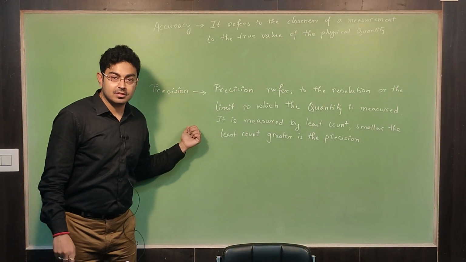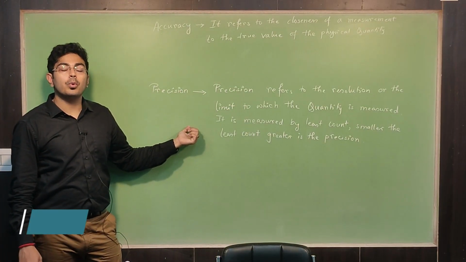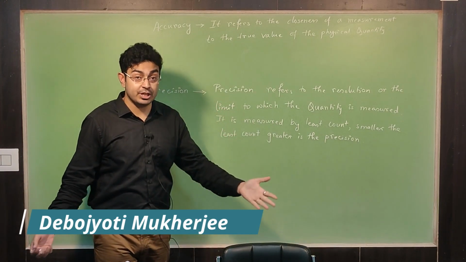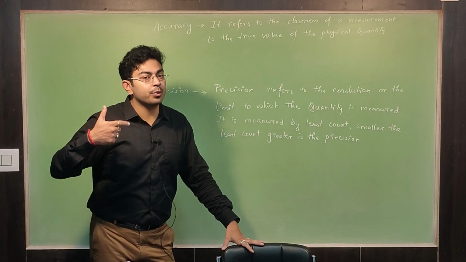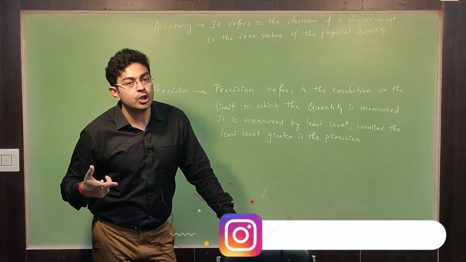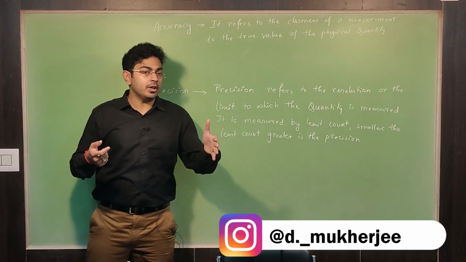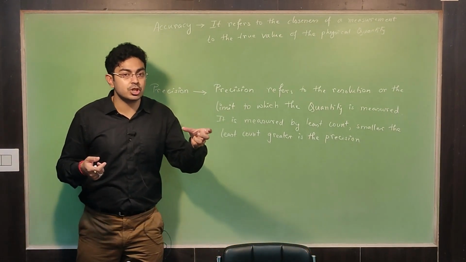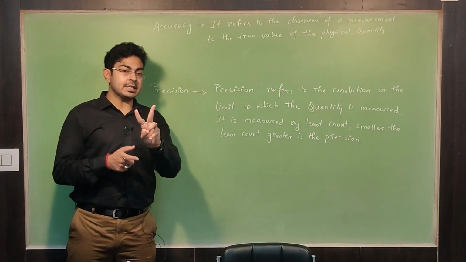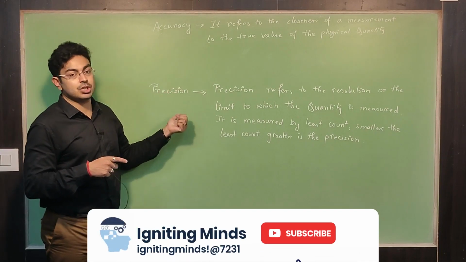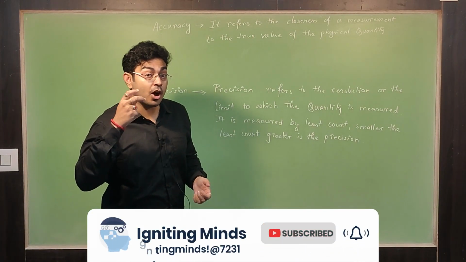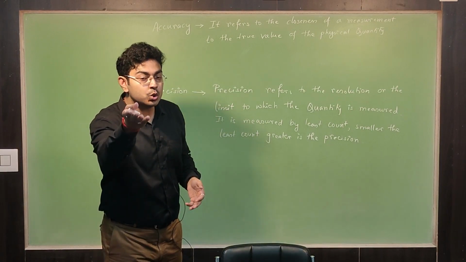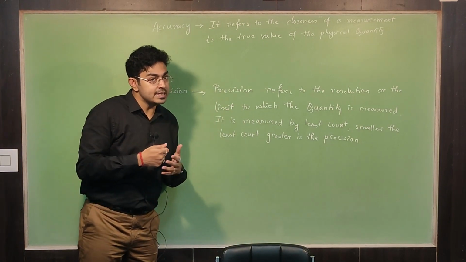Accuracy and precision. Now, when we are going for any kind of measurement, why do we measure? Because when we are going on with any kind of experiment and there is a need for measurement, there are two important things that come to our mind, that is accuracy and precision. Accuracy means how much close you are to the correct value. That is what is accuracy.